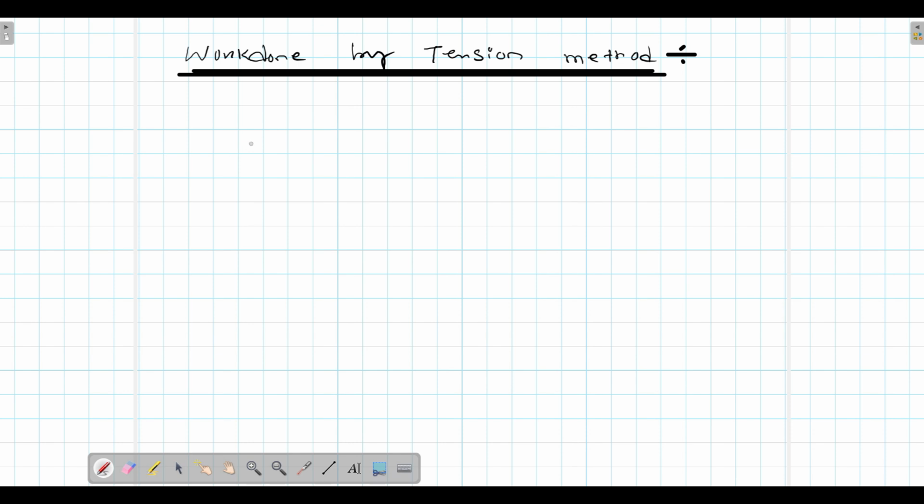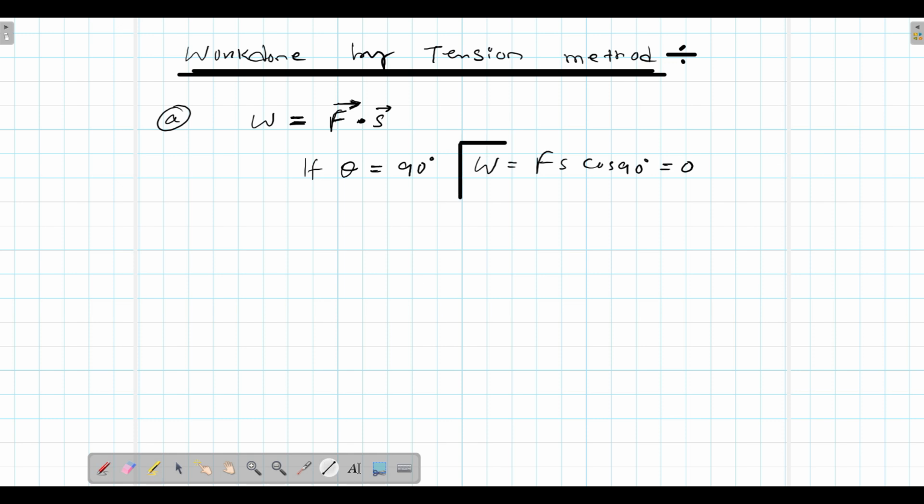So work done equals how much? Work done equals F dot S. As work done is F dot S, if theta equals 90 degree, work done equals Fs cos 90. Work done is 0.